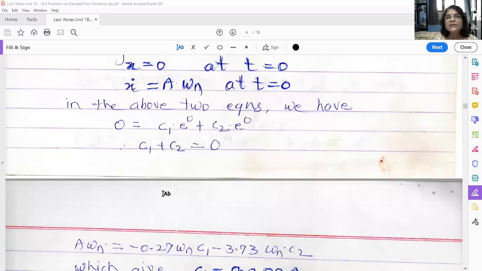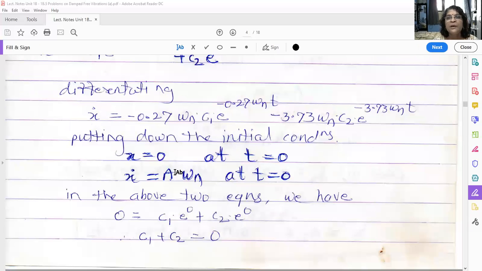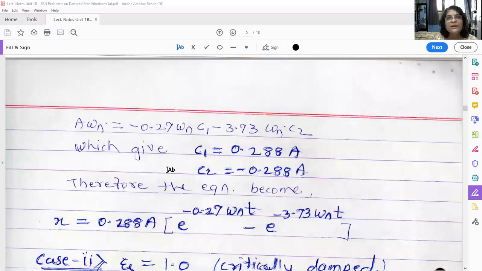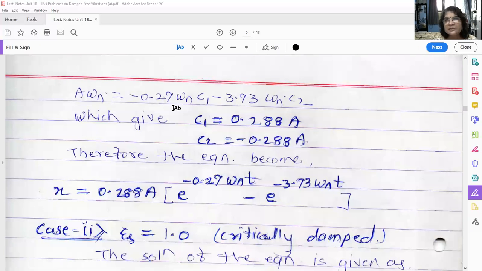Okay. Now put the second condition. At t is equal to 0, x dot is equal to a into omega n. So this is our equation. So a into omega n is equal to minus 0.27 omega n c1 into e raised to 0 minus 3.73 omega n c2 into e raised to 0. So this we have written here.